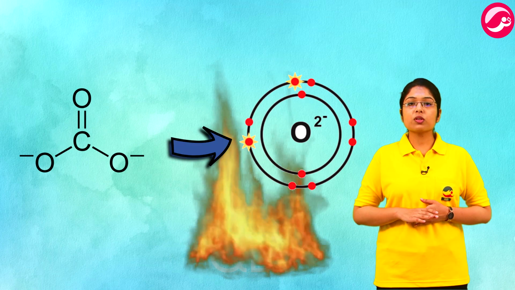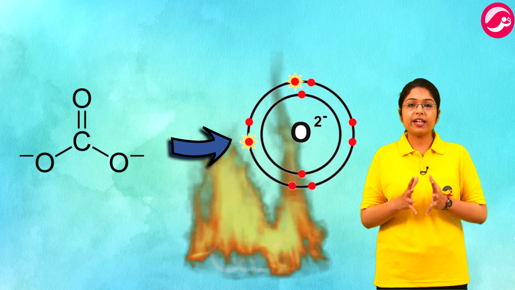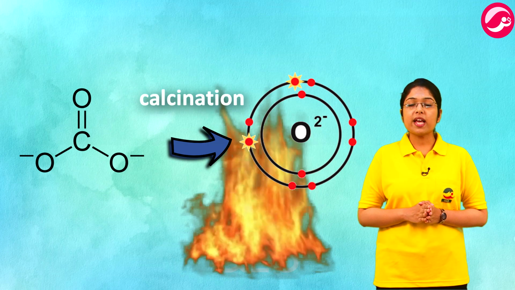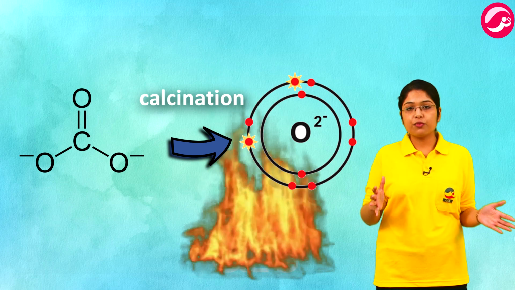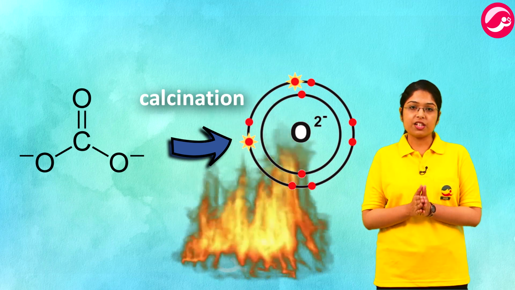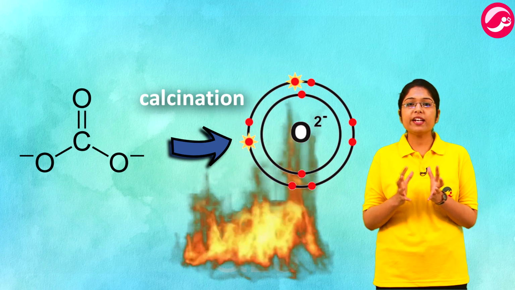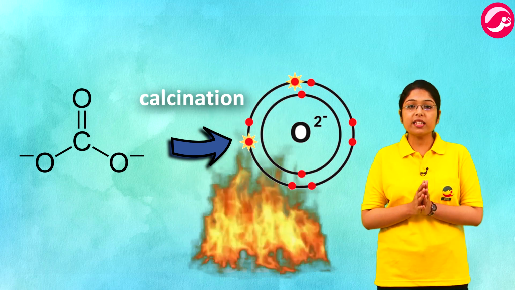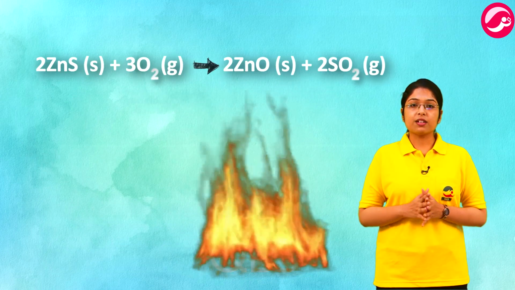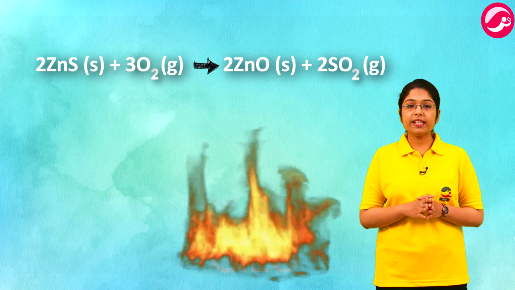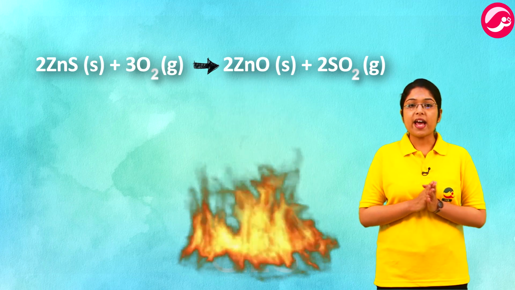The carbonate ores are converted into oxides by strongly heating the carbonates in limited air. This process is known as calcination. Carbonates को जब हम oxides में convert करते हैं तो इस process को हम कहते हैं calcination. और carbonates को oxides में convert करने के लिए हम उन्हें एक limited air में, उनको बहुत ज़्यादा air supply ना देते हुए उन्हें heat करते हैं. For example, when zinc found as zinc carbonate is heated in a controlled environment, it gets converted into zinc oxide and carbon dioxide gas.